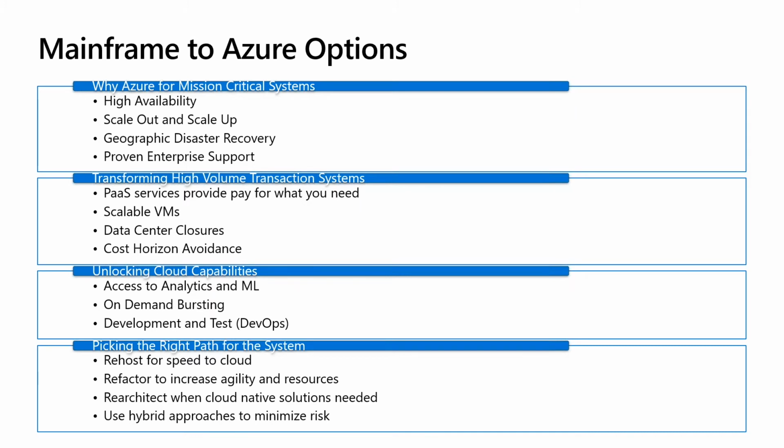So this is going back to what we say, which is we need to look for the right path for the system. Do you need to rehost because you need to get to the cloud quickly? Are you facing a data center closure, for instance? Do you want to refactor because you want to bring in new resources to use this in Java, but keeping the application more or less intact from a point of view of the architecture?